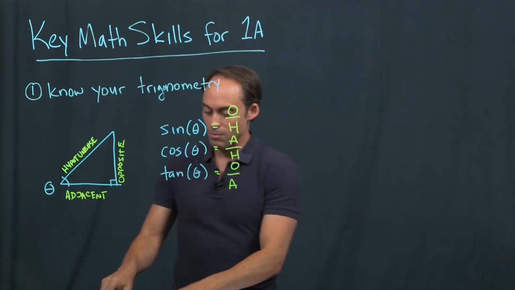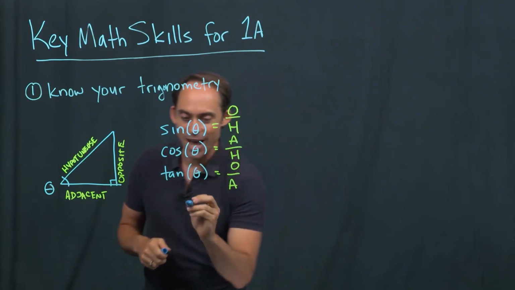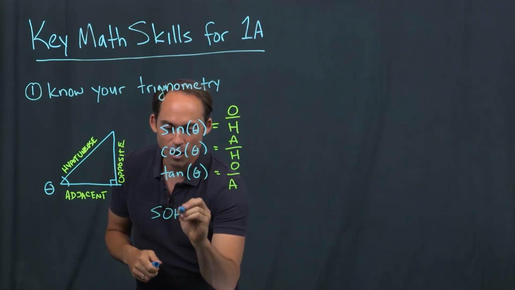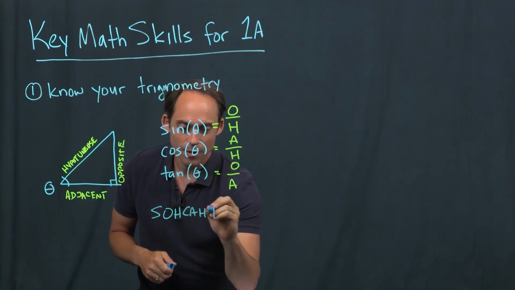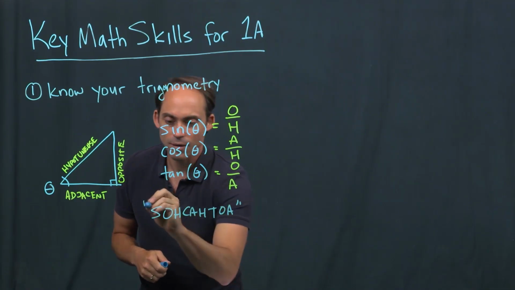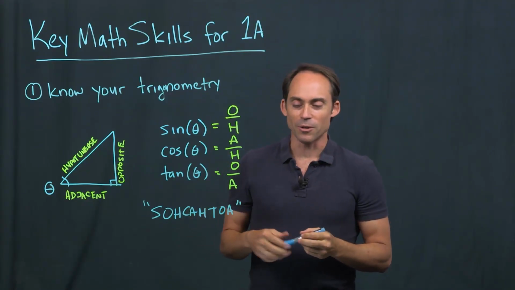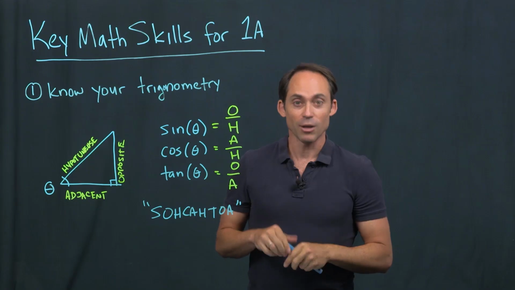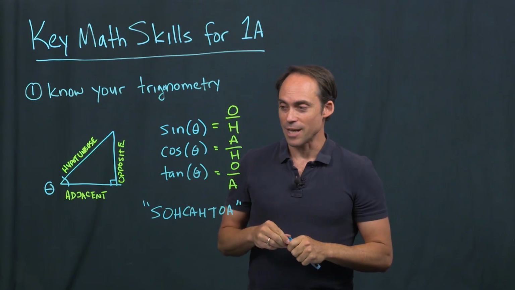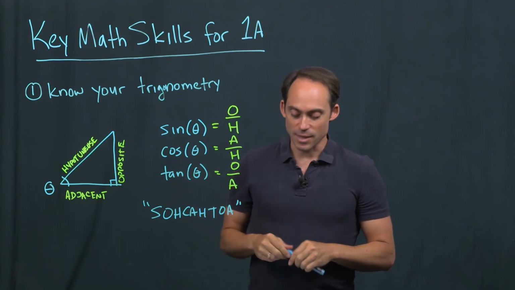And a good way I like to remember this relation is this acronym, SOHCAHTOA. All right, sine is opposite over hypotenuse, cosine is adjacent over hypotenuse, tangent is opposite over adjacent. Hopefully you've seen this before in your high school classes, but this is a good way to remember these relations.